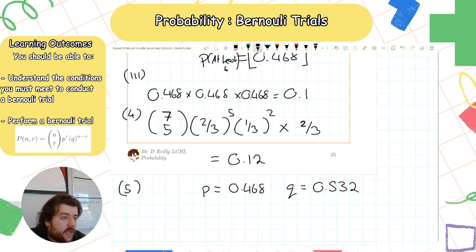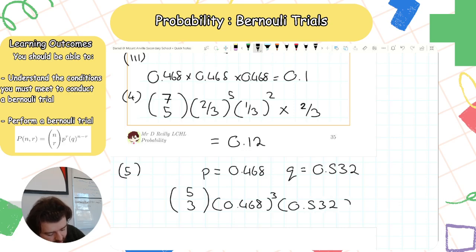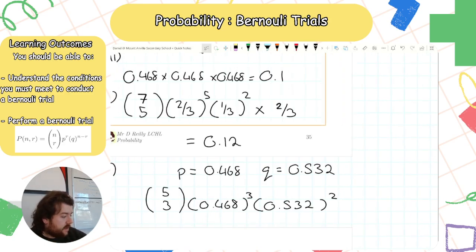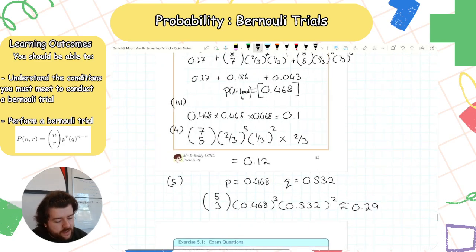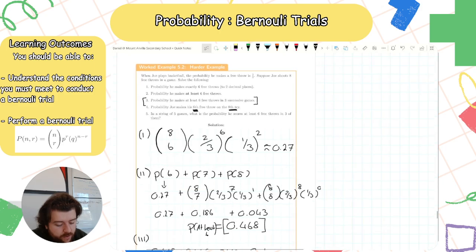So the probability in one game of scoring at least 6 is 0.468, and the probability of not scoring at least 6 is 0.532. So now we're doing this for 5 games. In 5 games, we want him to score at least 6 three times. That's 5 choose 3, 0.468 to the power of 3, and that means in the other 2 games, he doesn't. We put that in a calculator, and that will give me roughly 0.29. I see roughly a 29% chance of doing that for 3 games in a string of 5. And that was kind of my harder example there of Bernoulli trials.